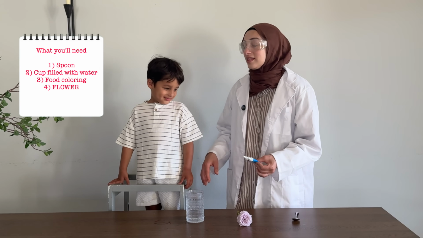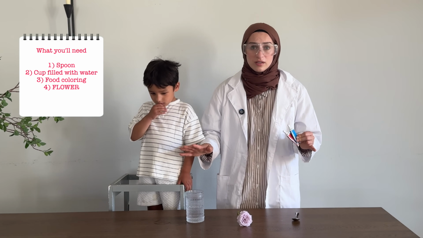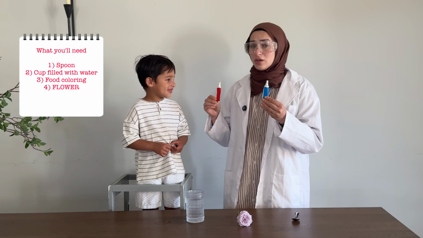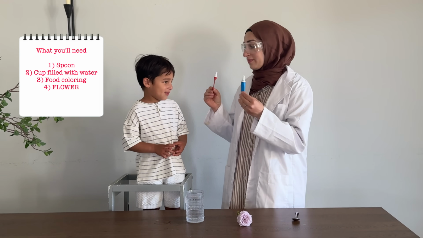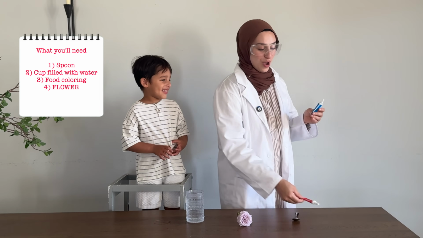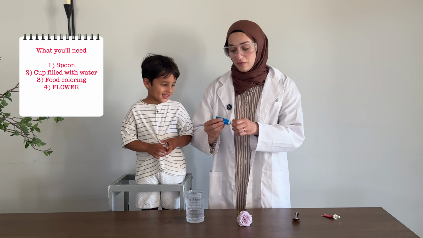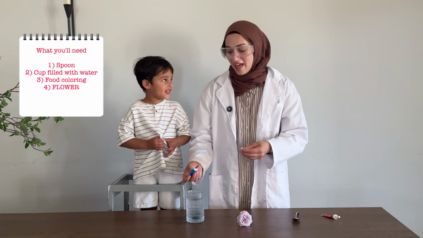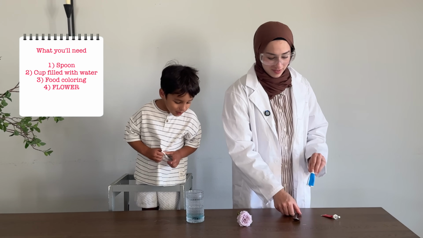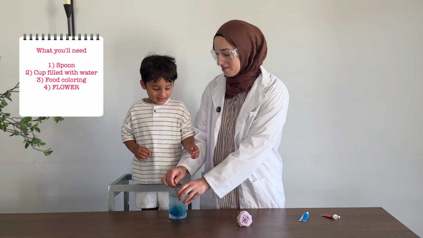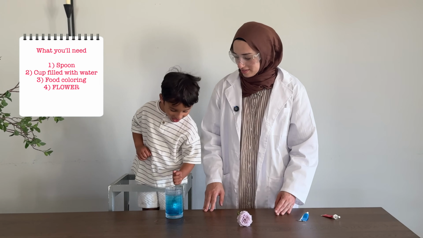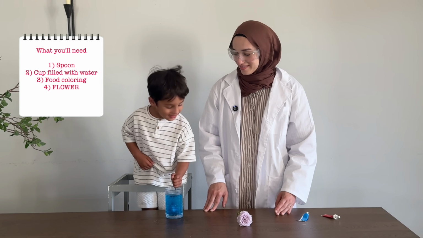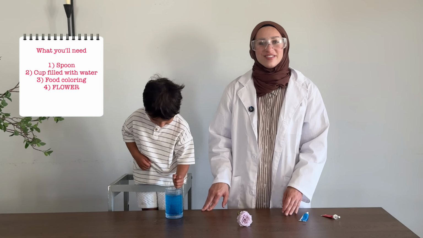Okay, Ayub, this is a very hard decision. What color do you think we should mix into the water? Red or blue? Blue. Blue. Okay. I'm going to put a few drops into the water. And then I'll mix it. And then you can mix it. Blue. All right, here you go. All blue. I'm gonna go blue, Mom. All right.